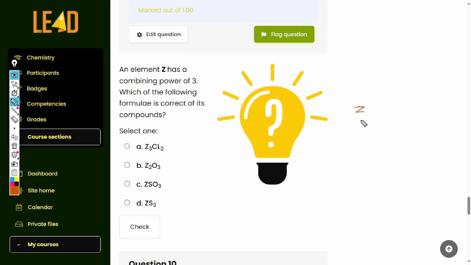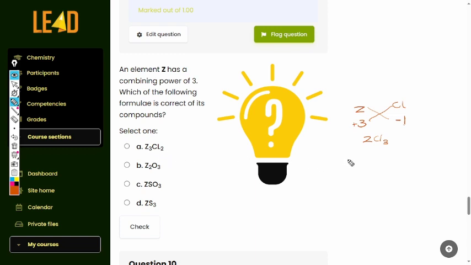So if this is Z and the combining power is 3, and chlorine has an oxidation number of -1, telling us that it's the anion here, naturally Z would be the cation. If they combine together, they exchange combining powers. So 1 goes to Z and 3 goes to chlorine. You're going to have ZCl3. That is not the case in option A, so that's wrong.